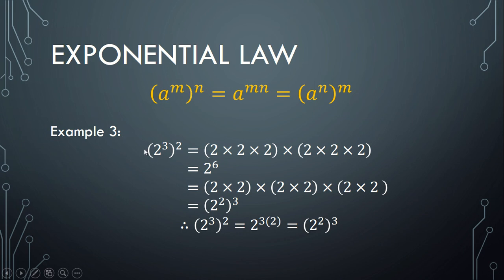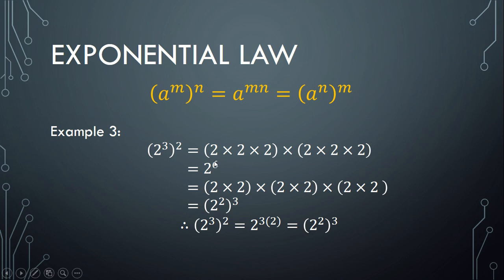Now example 3 here, we have 2 to the power of 3, to the power of 2. It means that 2 to the power of 3 is multiplied 2 times. And 2 to the power of 3 itself means 2 multiplied 3 times. So 2 to the power of 3 multiplied 2 times. From here, we can see we have 2 to the power of 6 in total, 2 multiplied by itself 6 times.